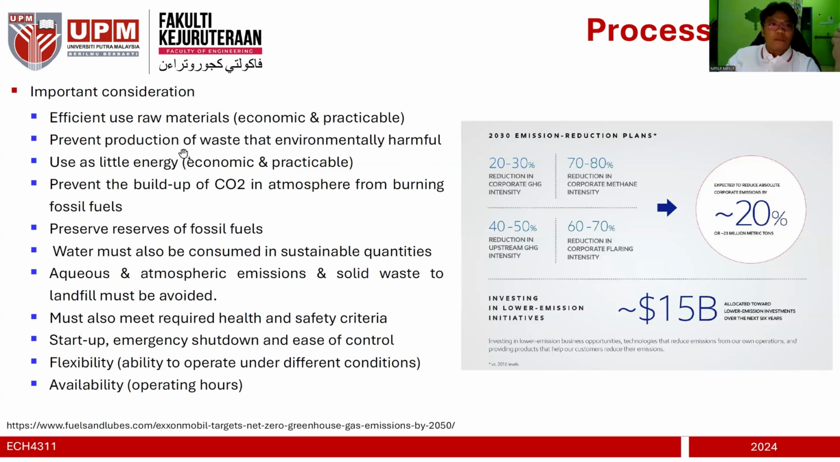But either way, you need to make sure you use raw materials as much as practicable, right? Now you also need to make sure to prevent production of waste that is environmentally harmful. So you need to make sure that you remove H2S, for example. All of the pollutants need to be treated before being discharged to the atmosphere or wastewater.